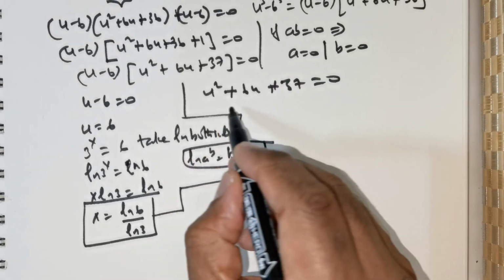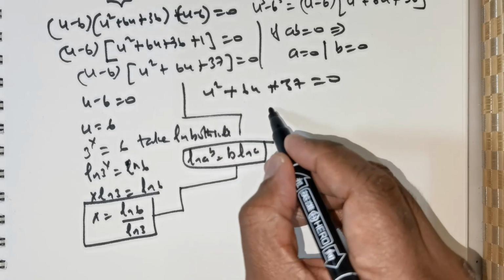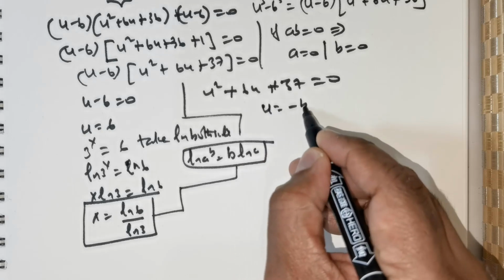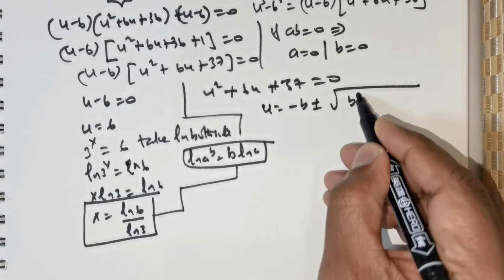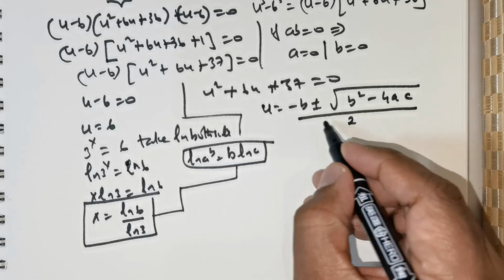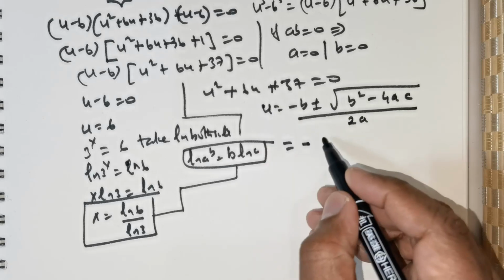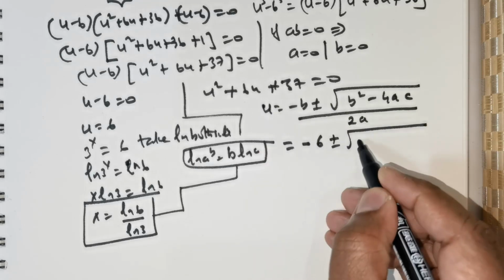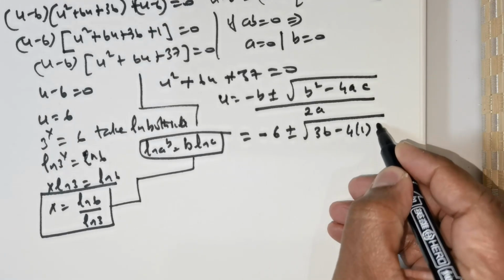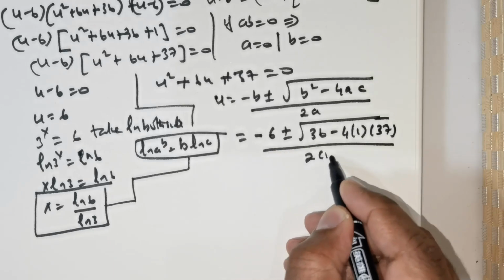So as I mentioned to you, if they're asking you to obtain all solutions, then you need to solve this. So I would be utilizing the quadratic formula. Say u is equal to negative b plus or minus root of b squared minus 4ac divided by 2 times a. So this is equal to negative b, which is negative 6, plus or minus root of 6 squared, which is 36, minus 4 times a, which is 1, and c is 37, divided by 2 times a.